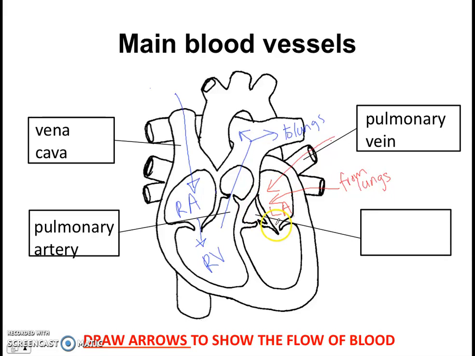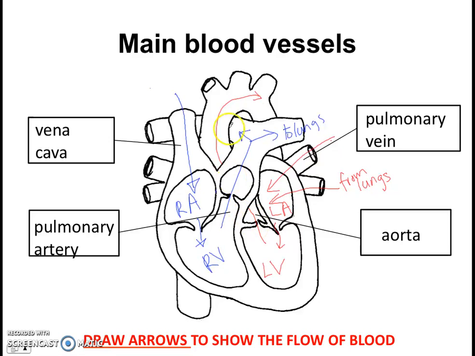Now from the left atrium, the left atrium receives blood that comes from the lungs. The blood will move into the left ventricle. I will just go through here, down to the left ventricle. Now from the left ventricle, blood is going to be pumped out. Oxygenated blood is going to be pumped out to the rest of the body, and it's going to go through this blood vessel called the aorta.